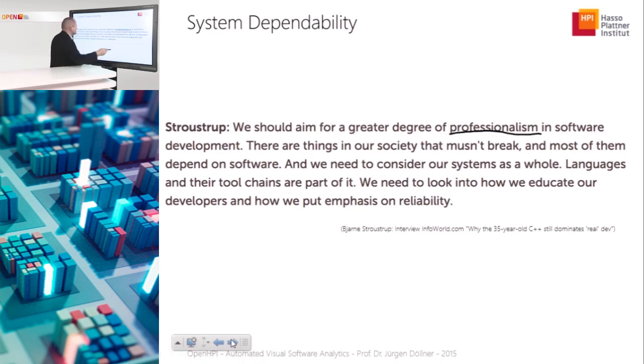Highlights this. In software development, there are things in our society that must not break, and most of them depend on software. And we need to consider our system as a whole. Languages and their tool chains are part of it. We need to look into how we educate our developers and how we put emphasis on reliability. So this professionalism refers to the key question, is it really engineering, software engineering, or is it still a kind of experimental approach? And emphasis on reliability. How can we ensure the key properties of software systems?